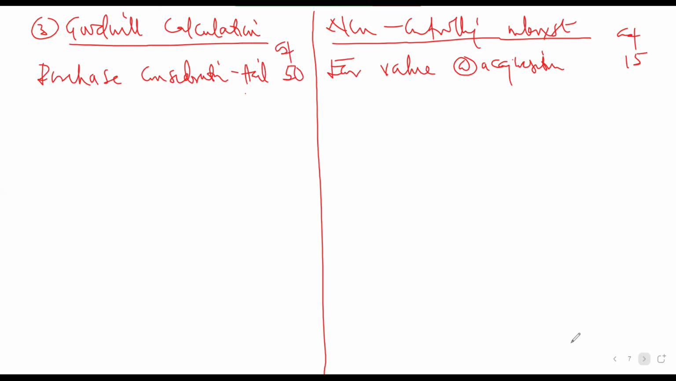That will be 50 million, isn't it? Million. Okay. The non-controlling interest is at what? Fair value. So you bring the non-controlling interest here. That will be 15 million. Okay. Let's go to the question.